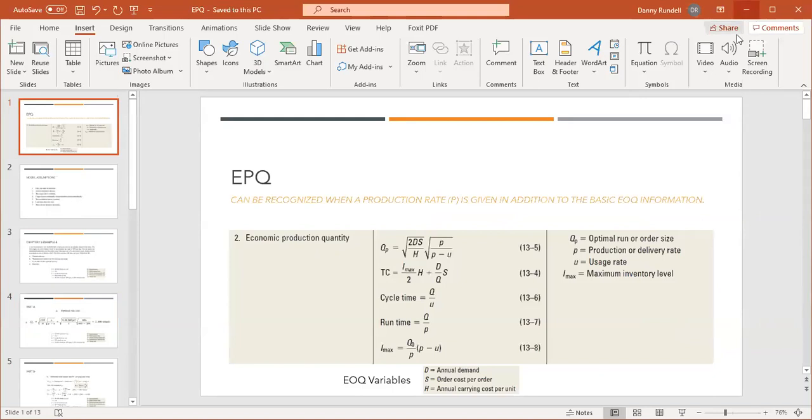When you're looking at the problems and you're trying to figure out what type of model you need to use, you can recognize economic production quantity when you see that a production rate is given on top of the variables that you get for EOQ. So here are some of the formulas that you'll use for this model, and I strongly recommend that you have them on your cheat sheet. And these are some of the variables from EOQ that will also be used.